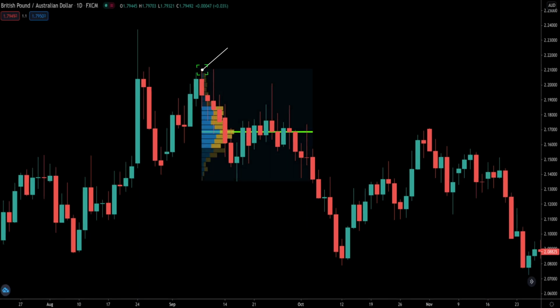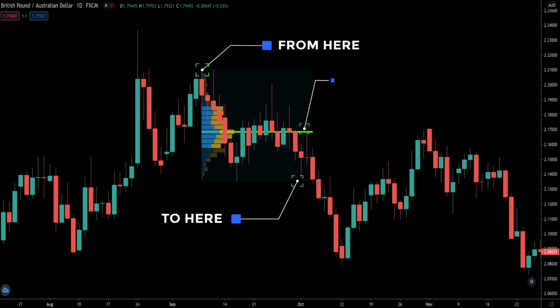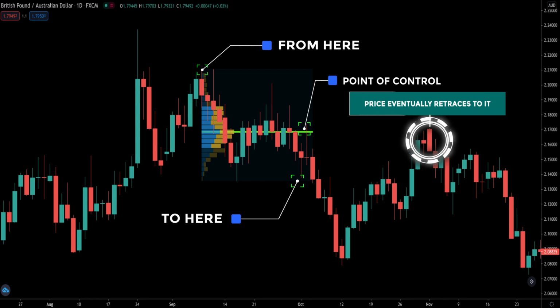So pull out the fixed range volume profile here and plot it at the consolidation level right here. The point of control level will be automatically plotted and we will patiently wait for price to retrace to this level. Price eventually retraces to it and gives us a nice bearish candlestick pattern. Upon seeing this candlestick pattern, we can go ahead to take the trade. And this is the complete process of how we incorporate the volume profile with the M.P.E trading strategy.